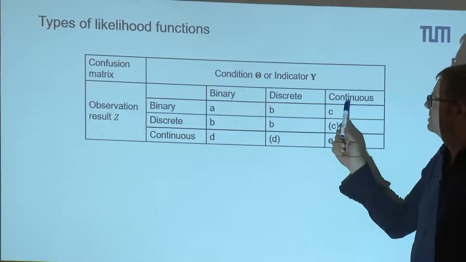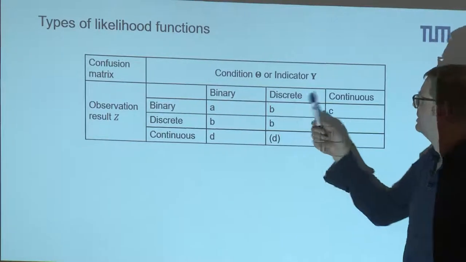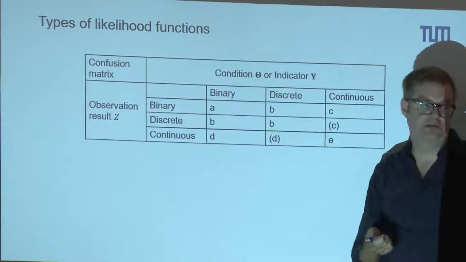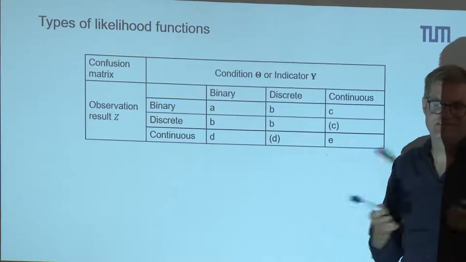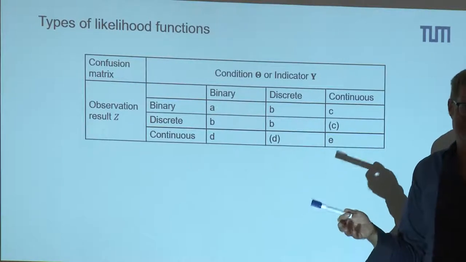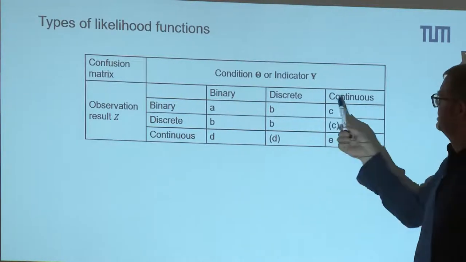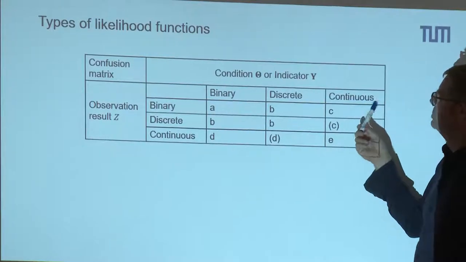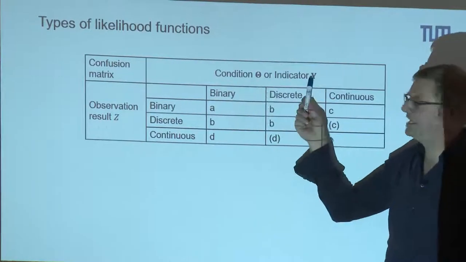What I don't say is that binary is, by nature, discrete, but the continuous one can also be vector-based. I mean, this can also be a vector, but in the discrete case, it doesn't actually matter whether you have a vector or not, because the vector just adds number of states. But this could also be a vector of continuous. So this is the condition or the indicator.